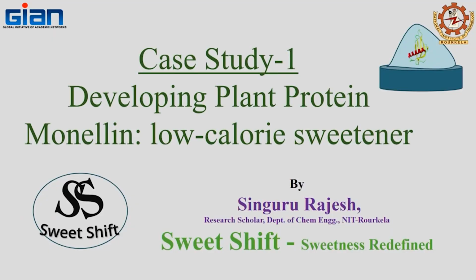Coming to the name Sweet Shift, why I kept it: we want to create one more sweet as an alternate to sugar or the artificial sweeteners. So that's why I kept Sweet Shift, and it's good to keep double S, as in a chain, linked like that. Okay, and the case study is monellin, a low calorie sweetener. And we gave a line such that "sweetness redefined." Of course, I also made the "redefined" from the SAR presentation. So that's it. Coming to the second slide.